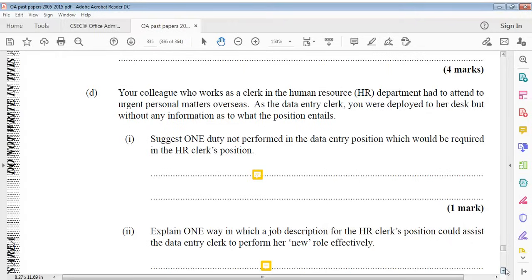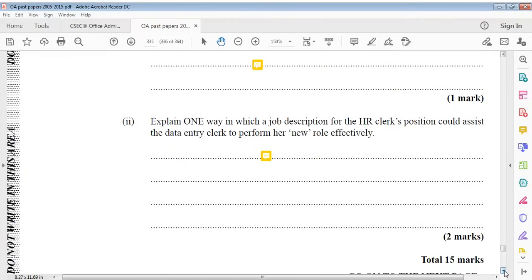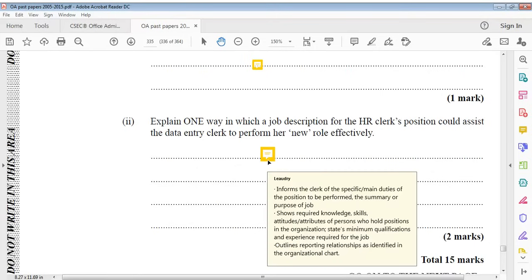Let's go on to number 2. Explain one way in which a job description for the HR clerk's position could assist the data entry clerk to perform her new role effectively. So we're going to explain one way now, and you're going to get 2 marks. So let's see.